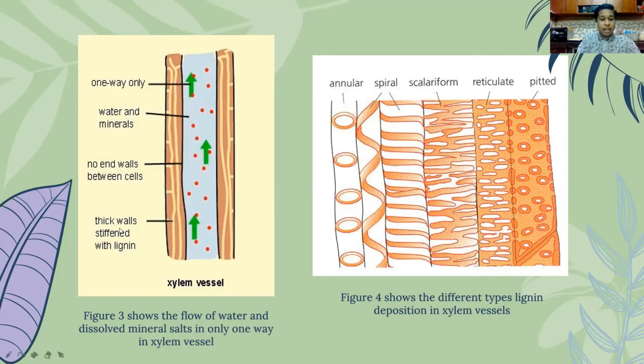And then we have thick walls stiffened with lignin. We have different types of lignin, meaning different sizes and different shapes of lignin. You can see here the types of lignin. We have annular, which is rings of lignin. We have spiral, meaning that this lignin is in the form of a spiral. And then we have scleriform, reticulate, and pitted.